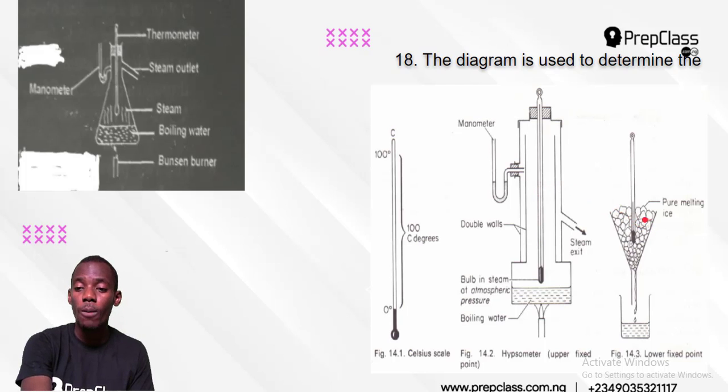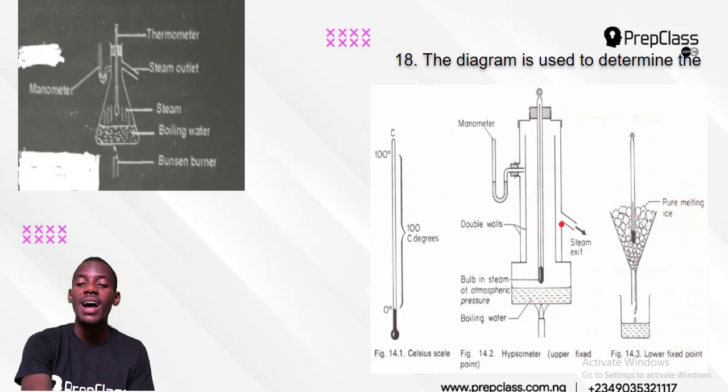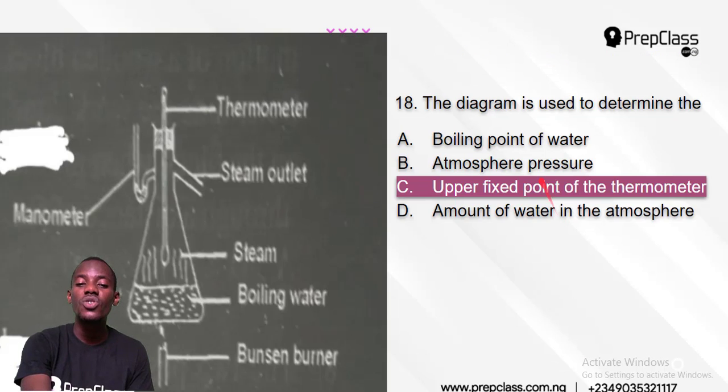And this one is used for cooling. It's for knowing where to put your 0, because 0 degrees Celsius happens when the water is changing to ice. So this will show you that, but this is not the focus of this question. So our focus is on the ipsometer, and that is what we have here. So it is used for finding the upper fixed point of the thermometer. Full stop. And let's check out number 19.